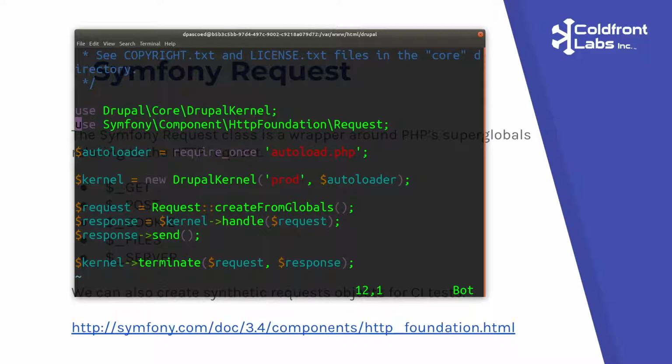We then give it to the Drupal kernel, and the output of the Drupal kernel is a response. And then on this response object, we call the send method, and then apparently we terminate the kernel with the request and the response. So pretty simple stuff. We can deduce what is happening here in Drupal 8. So let's talk about some of the things that we're looking at.